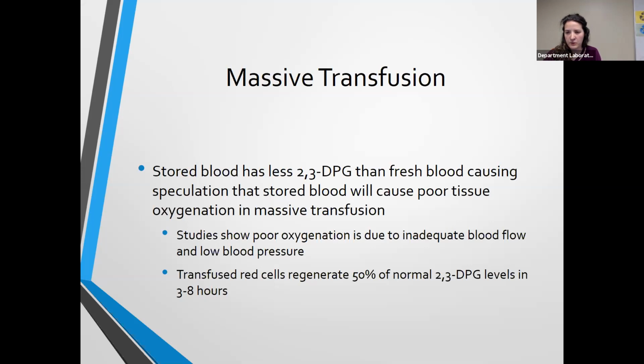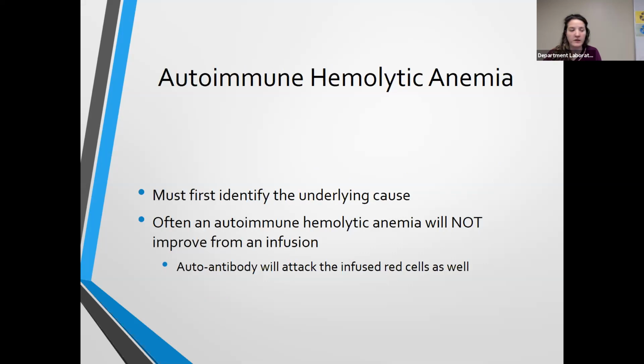Make sure there's nothing else I want to say about massive transfusion. And let's just hope that if a massive transfusion protocol is initiated, it's not on a patient with an antibody, all right?